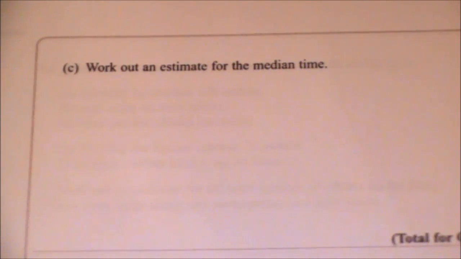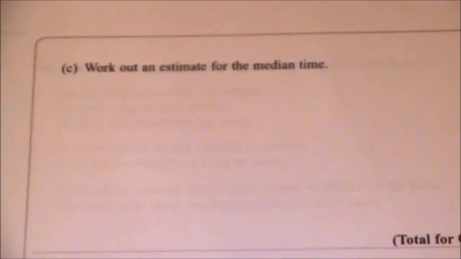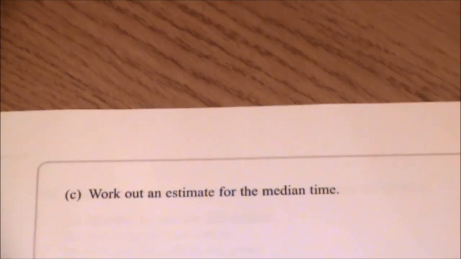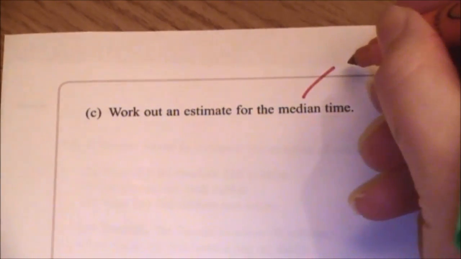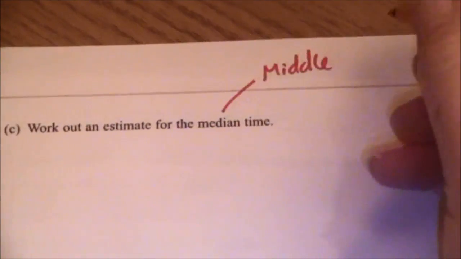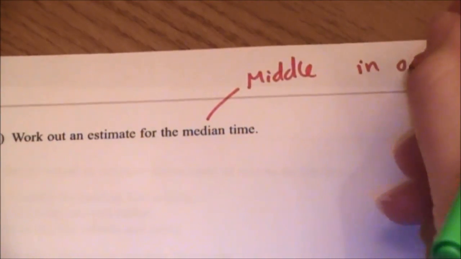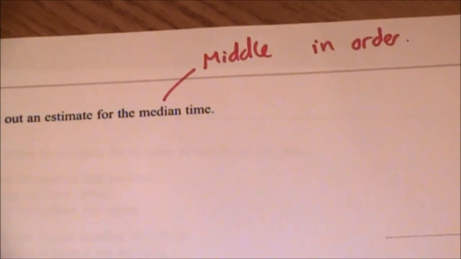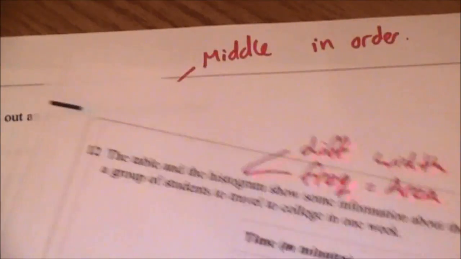Question C is a great question. I love this question. They want to work out an estimate for the median time. So you're going to need to use the histogram to work out the median time. Now let's think first of all what the median is. The median is the middle value when they're in order from smallest to largest.